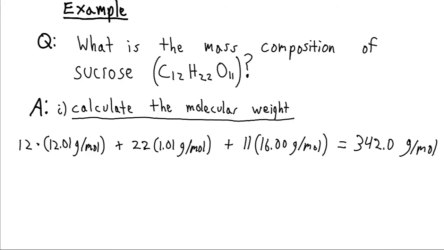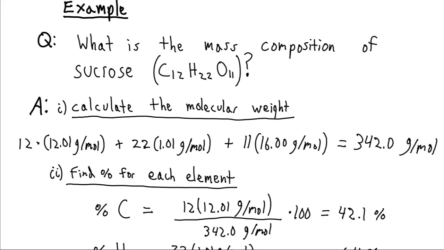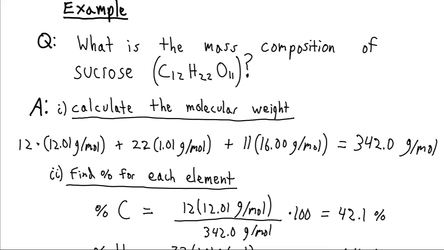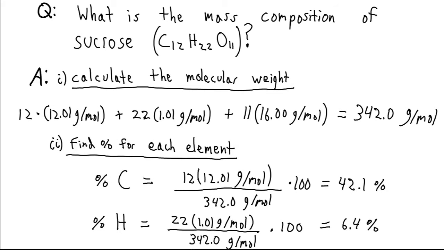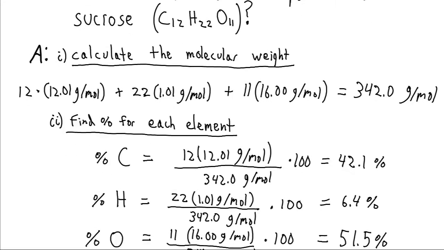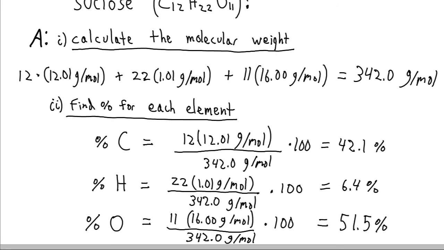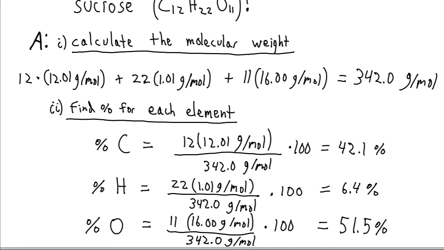Now that we know that, for each individual element, we are going to calculate the percentage. So we have 12 carbons, each weighing 12.01 grams per mole. So that's our total mass for carbon. We put that over our total mass for the molecule, times 100 to make it a percentage, get 42.1%. Done the same thing for hydrogen, and the same thing for oxygen. And a good check once you get done with these problems is to make sure this adds up to 100%, which in this case it does. If it didn't, that would probably mean we'd made an arithmetic error somewhere.